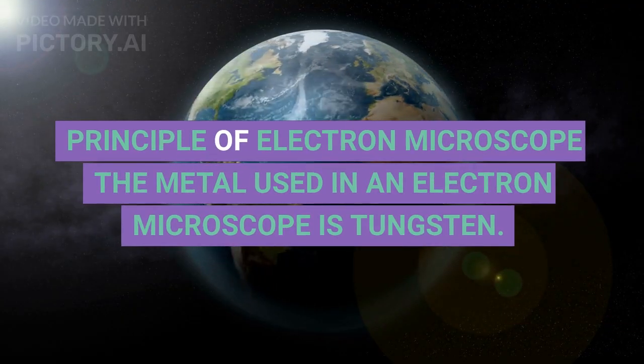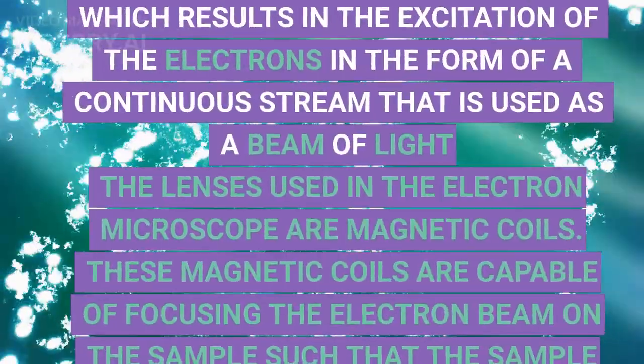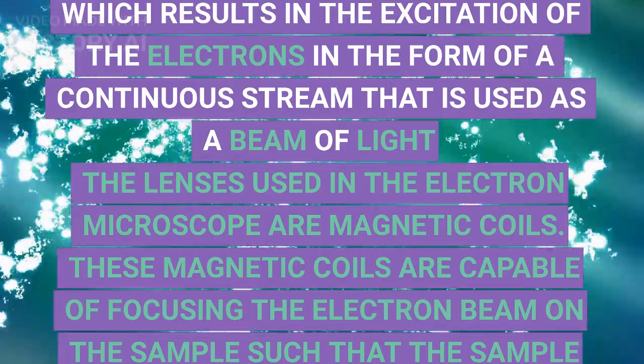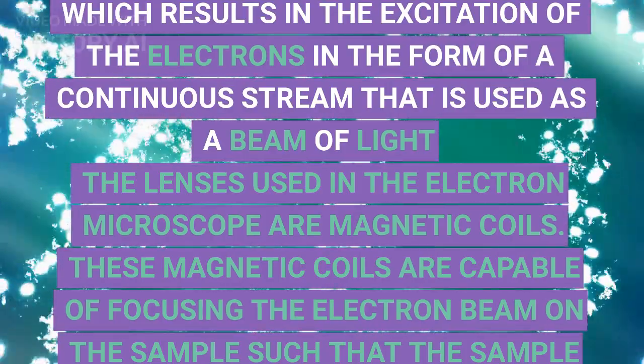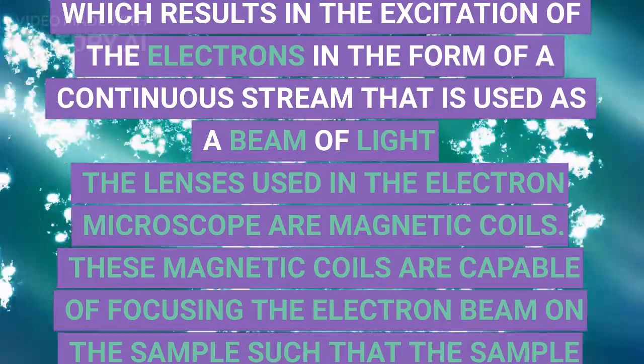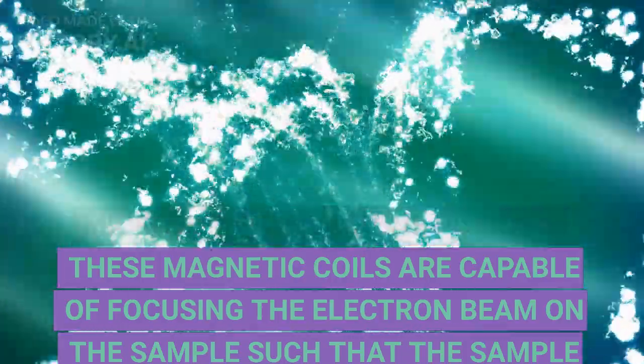Principle of electron microscope. The metal used in an electron microscope is tungsten. A high voltage current is applied which results in the excitation of the electrons in the form of a continuous stream that is used as a beam of light. The lenses used in the electron microscope are magnetic coils. These magnetic coils are capable of focusing the electron beam on the sample such that the sample gets illuminated.